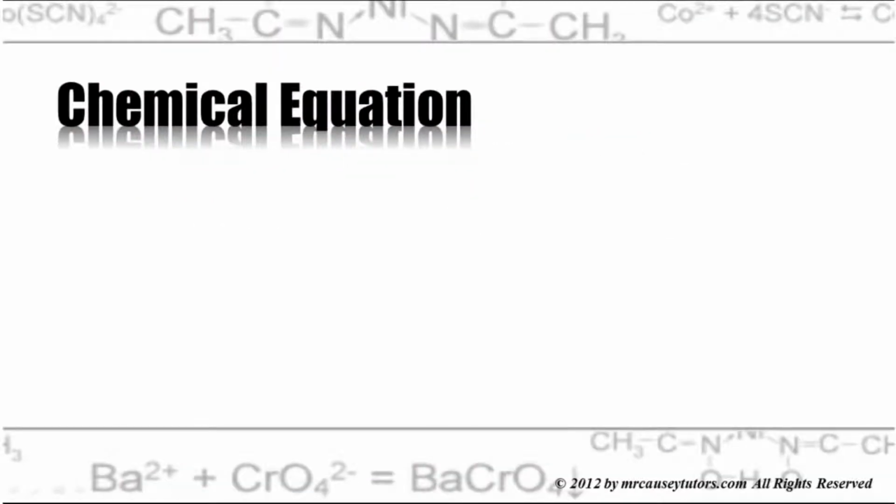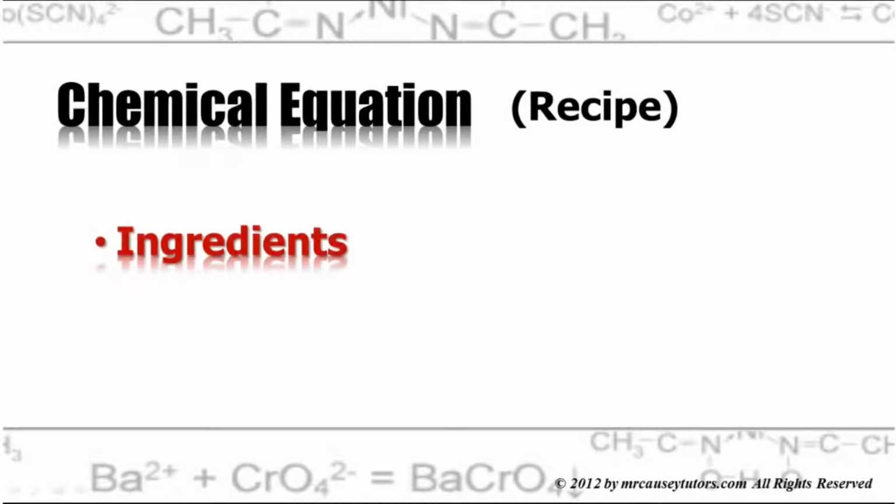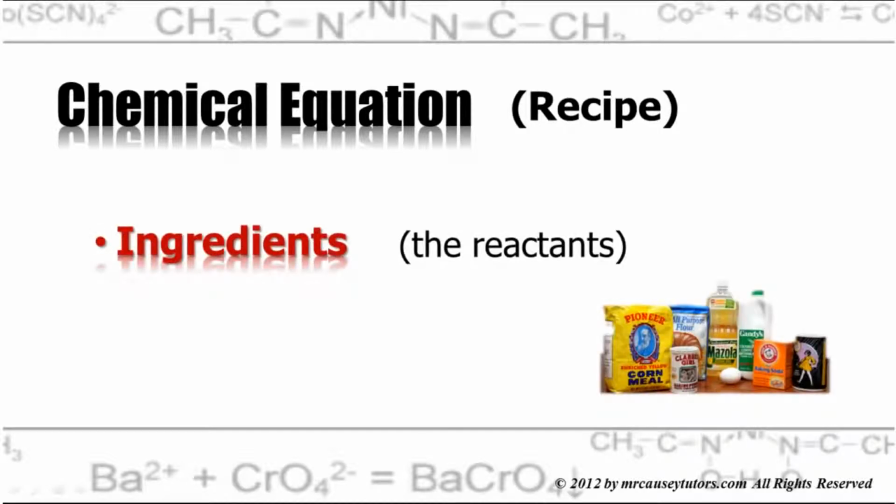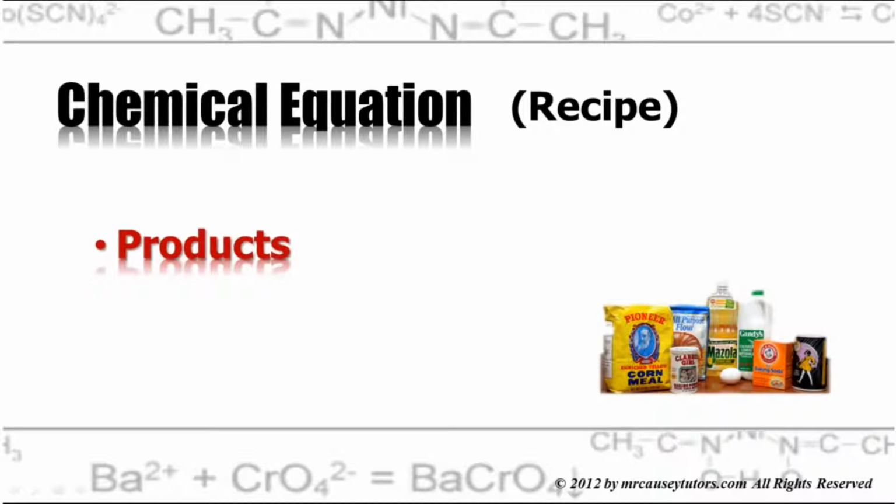Remember that a chemical equation is just like a recipe. It has ingredients, which are the reactants, and it tells us how much of each of the reactants we have or need. It also tells us about the products and how much of each of those. So a chemical equation is very much like a recipe.